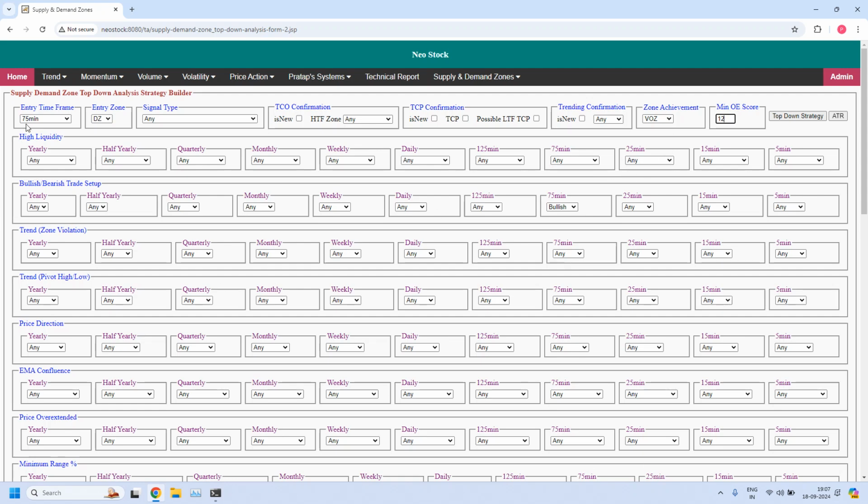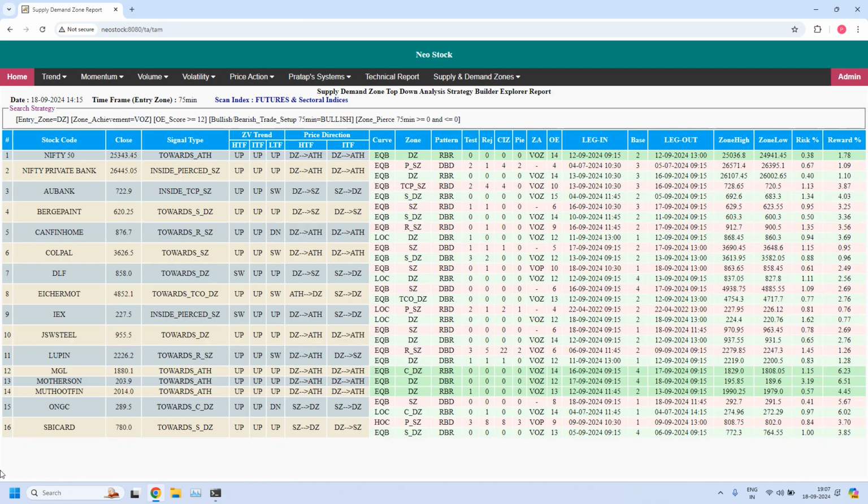All the three filters are applied to the 75 minutes demand zone. So 16 stocks are filtered. All these 16 stocks are currently supporting bullish trade setup for weekly income trade. Now let's look for high probability setups. For that, let's verify how many of these 75 minute zones are part of the daily zone. That means LTF, ITF demand zone confluence: 75 minutes and daily demand zone confluence.